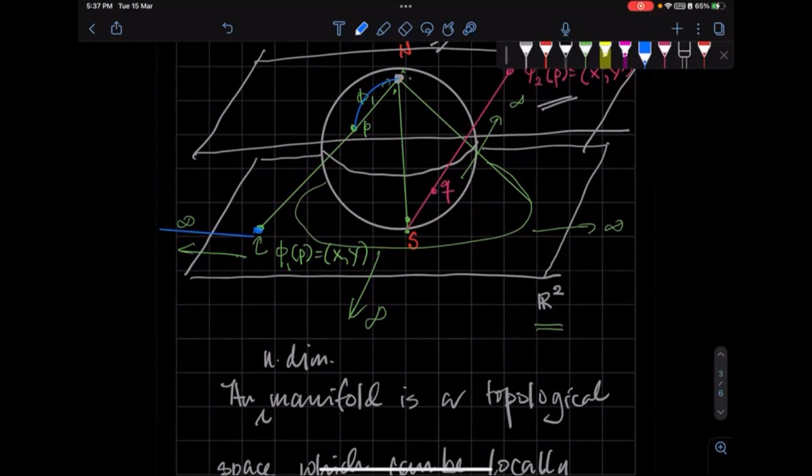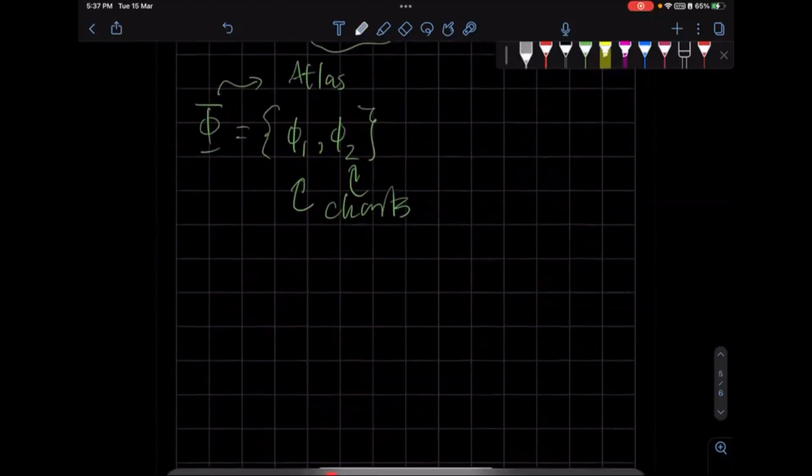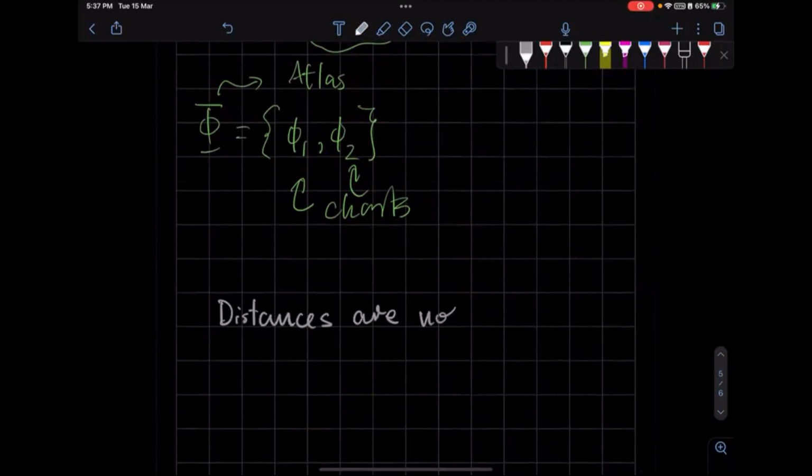So that's a very easy example to see that distances are not preserved under projections.